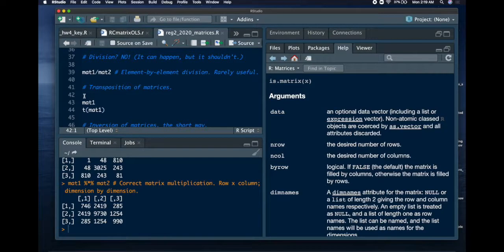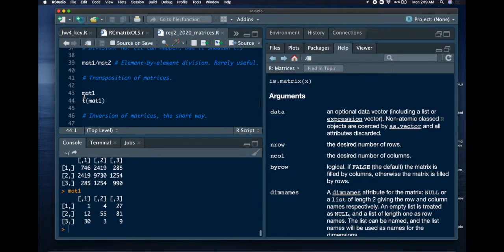Transposition of matrices is where you flip a matrix along its diagonal. So I'm going to show you, and it's the t function in R. So we have matrix 1, and what we're going to do is basically see the mirror image across the diagonal. So 1, 55, and 9 in this case are going to remain the same. And then the elements that are below the diagonal are going to become the elements above the diagonal. And the reverse will also be true.